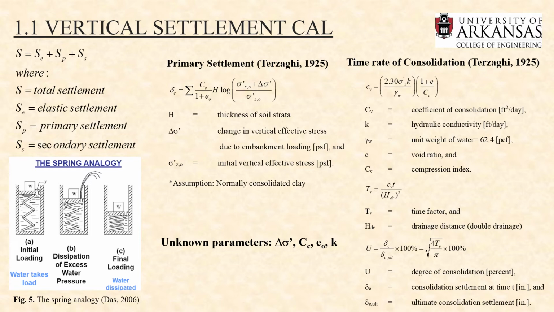Based on the equation, to calculate the vertical settlement, we need to know the induced stress, the compression index, the initial void ratio, and the permeability. These are unknown to us, so now I'm going to show you how we found these parameters.